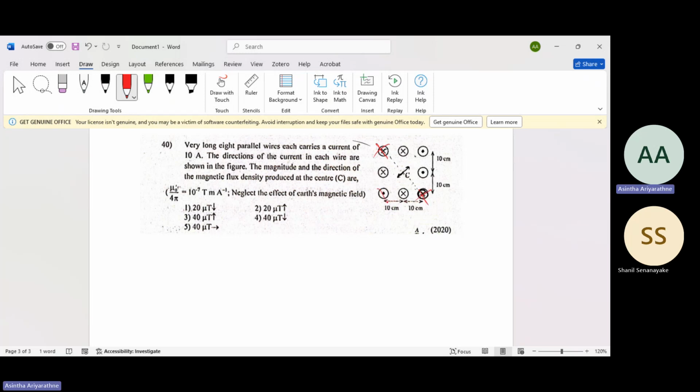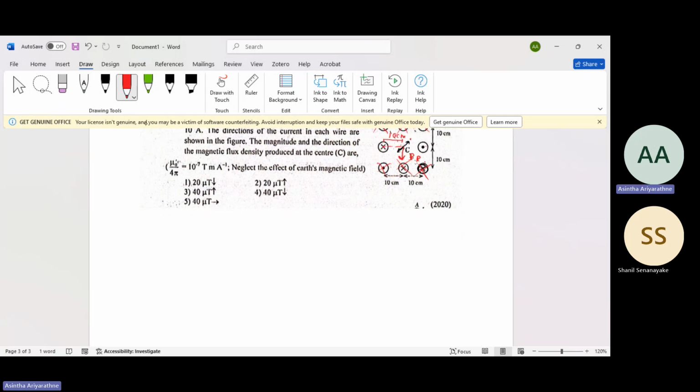Same for these two, and same for these two. So the resultant magnetic field at the center would be due to only these two. This distance is 10 centimeter. So the resultant magnetic field is downward. You already know this direction, so we can find the result.